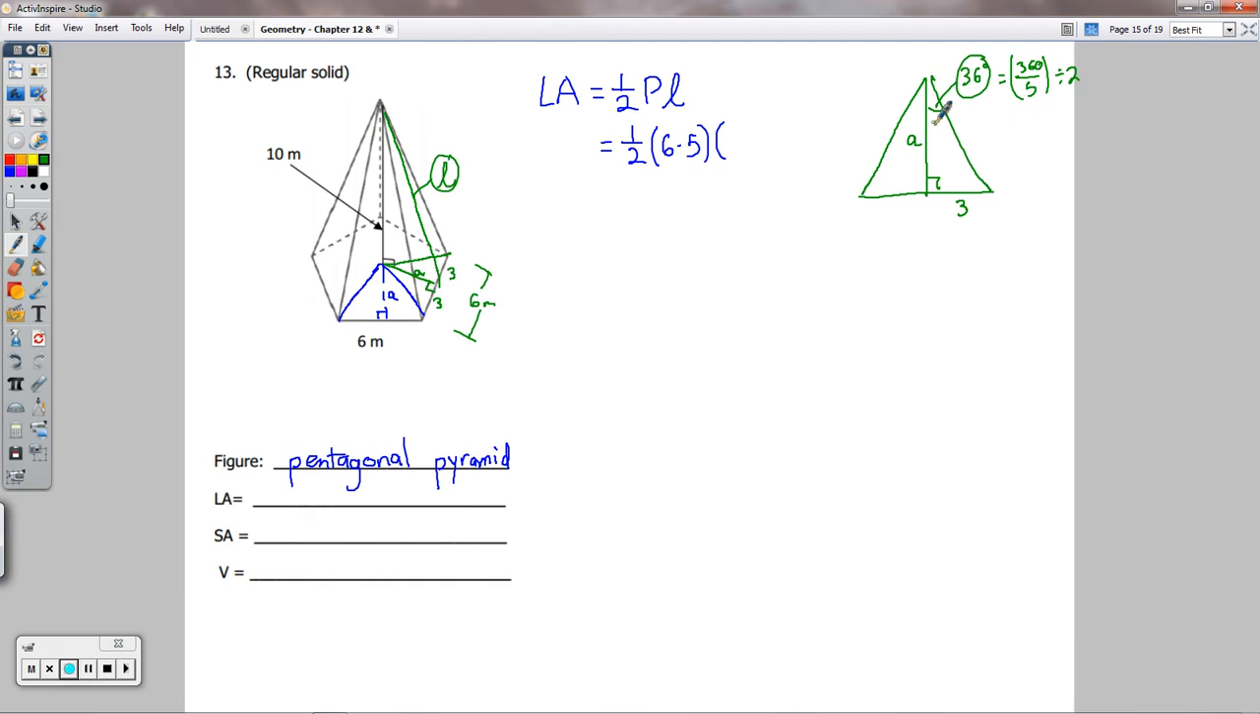So I've got, looks like that would be tangent. So tangent of 36 would be 3 over A. If you cross multiply, you're going to get A times tangent of 36 equals 3. And if you divide by tangent of 36, you get A is 3 divided by tangent of 36.